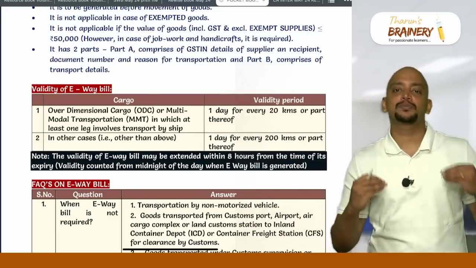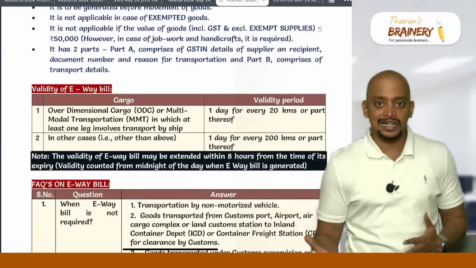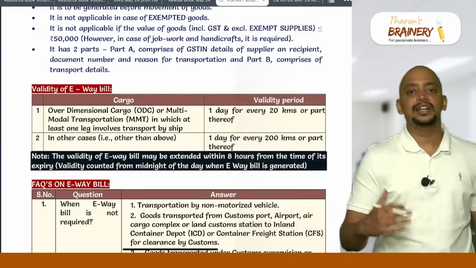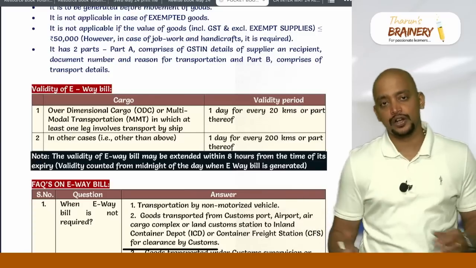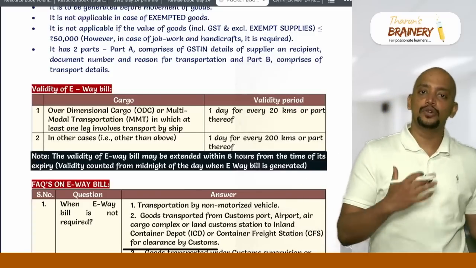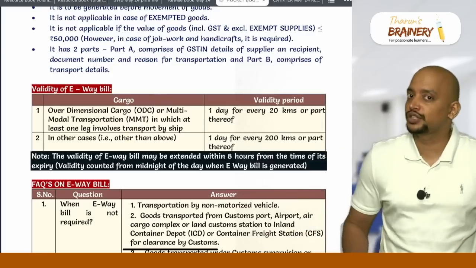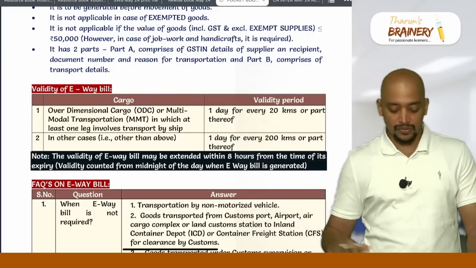So validity will expire by midnight, and within 8 hours from the expiry of its validity, the e-way bill can be extended if the transportation or the movement is not completed within that time. Suppose the validity is over and still the goods are being moved, then it is as good as the goods being transported without e-way bill, and the consequences will arise.